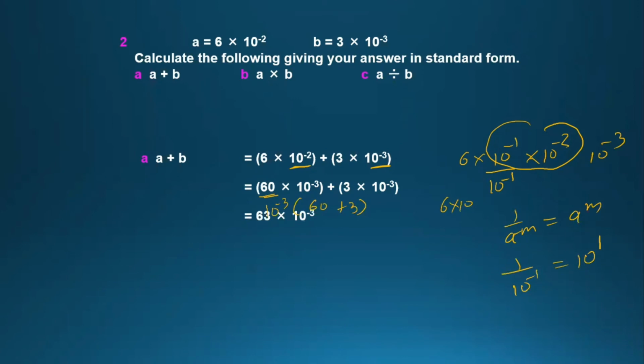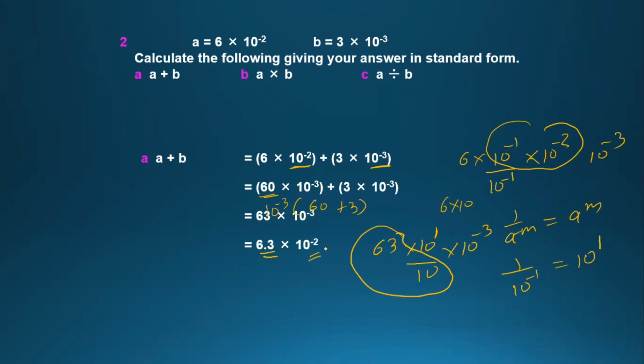Yet it is not in the standard form because this is a two-digit number. So what we do now, we'll have to divide by 10 so that we get 6.3. Only dividing by 10 will not work, so we'll have to multiply by 10 as well. So we do 63 into 10 upon 10, and this was 10 to the power minus 3. Now this into 10 means 10 to the power 1, right? And 63 divided by 10 becomes 6.3, and 10 raised to 1 into 10 raised to minus 3 becomes 10 raised to minus 2.